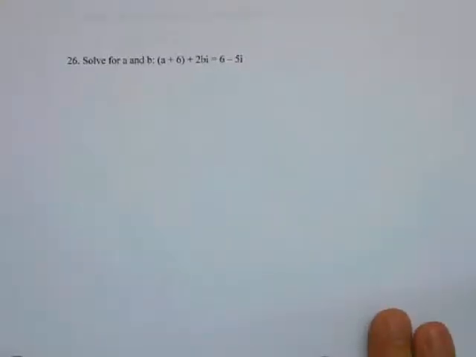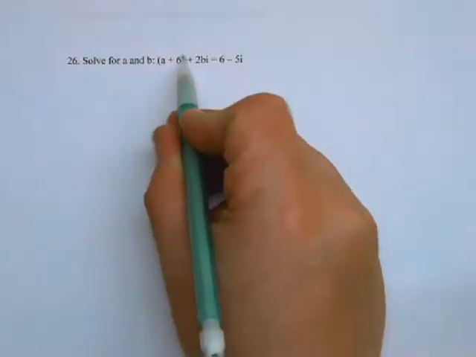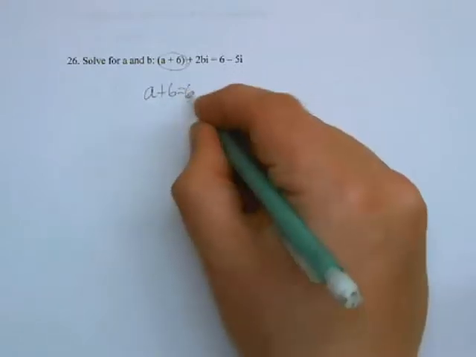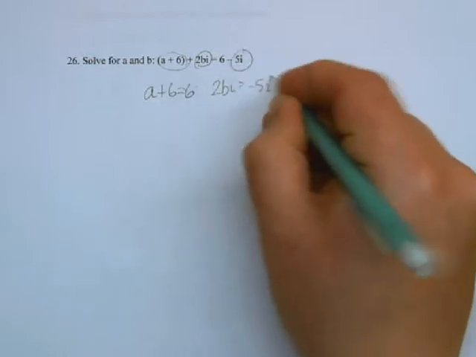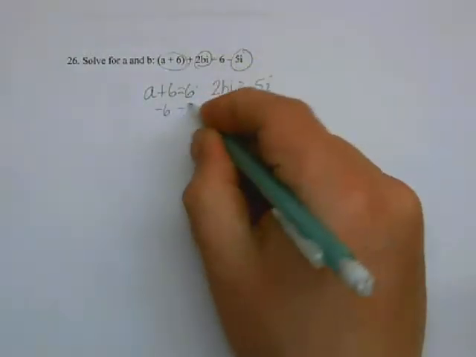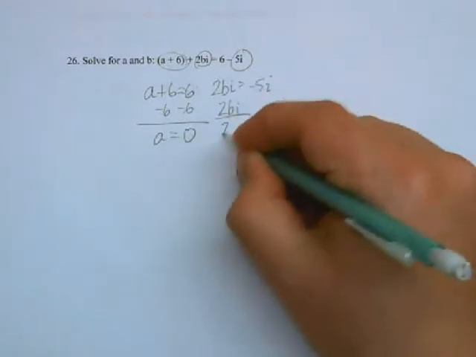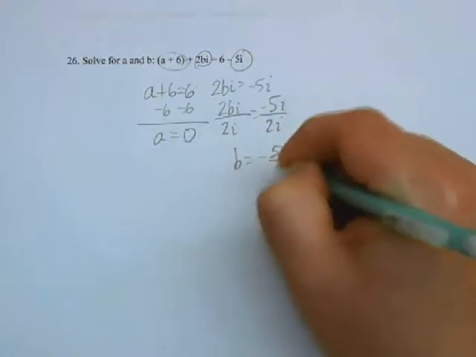Number 26, solve for a and b. Now, we're assuming that a and b are real numbers. Otherwise, this problem has many solutions. So if a and b are real numbers, then I know that the a plus 6 part has to equal the 6. And the 2bi part has to equal the negative 5i. So now we just solve for a and b. a is 0. And b is negative 5/2.